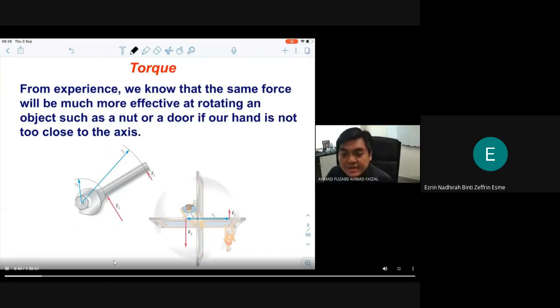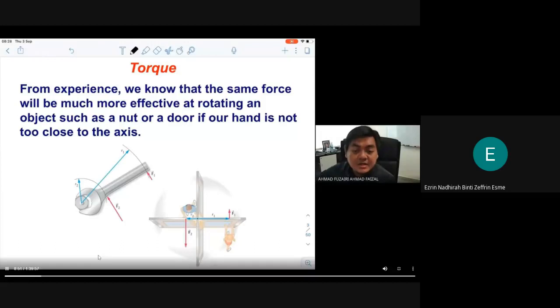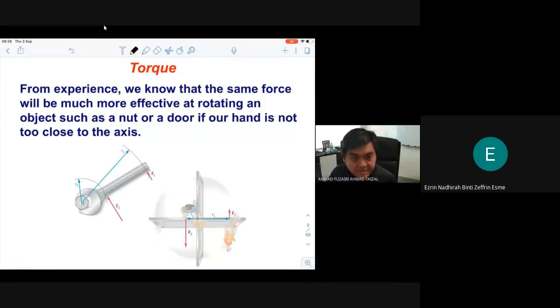Okay, definitely the torque comes from, at least everybody, especially the boys' side or maybe the girls' side, know about cars, because a car always relates to torque, always relates to the speed. Okay, so what is torque actually?